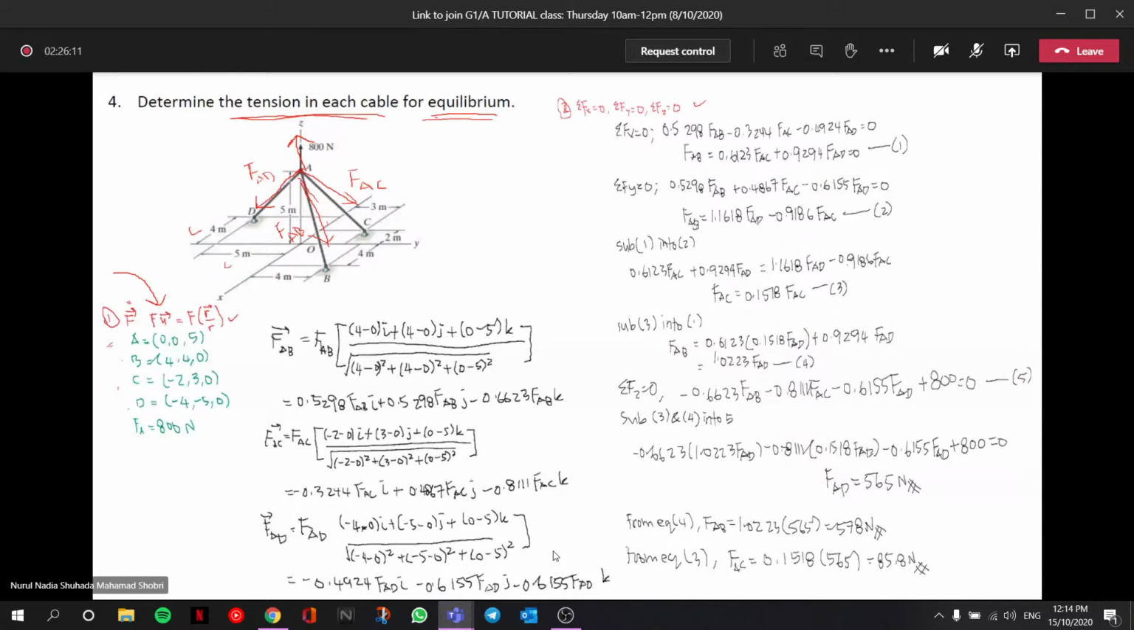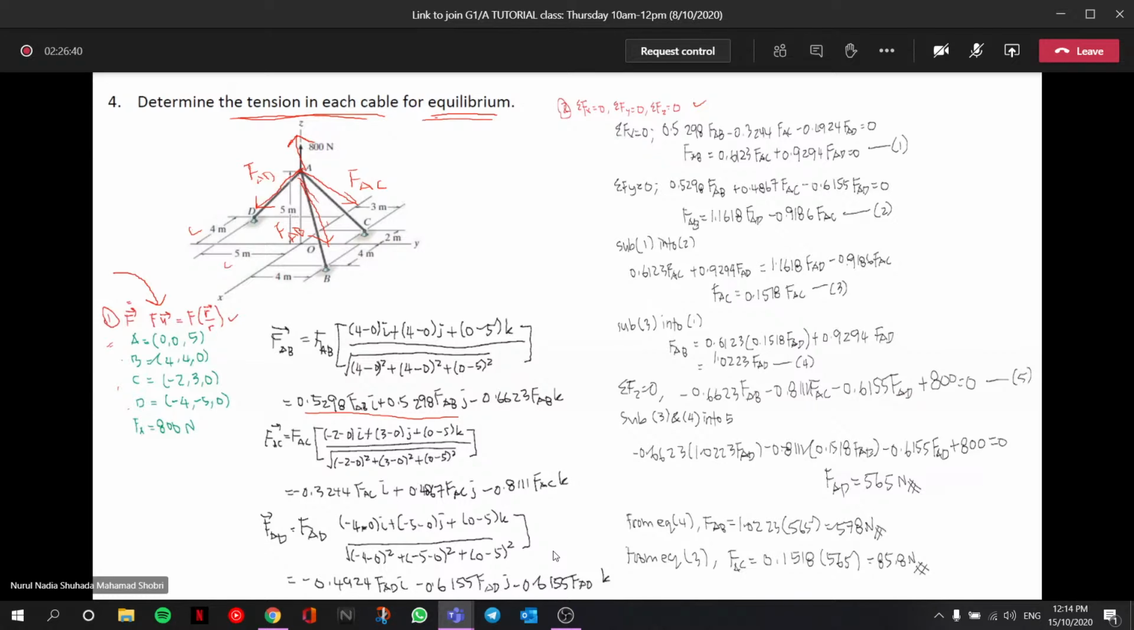Using this equation, we find the vector FAB first. Vector FAB equals FAB times UAB, so coordinate B minus coordinate A. You will get 0.52 FAB i plus 0.52 FAB j minus 0.66 FAB k.